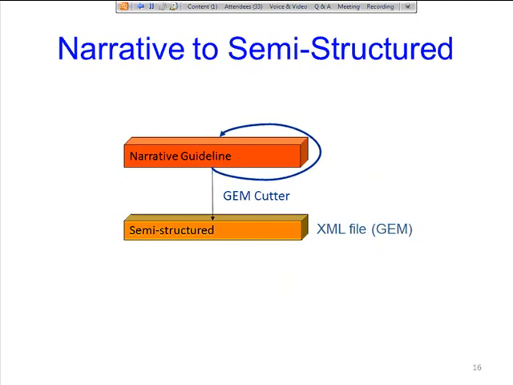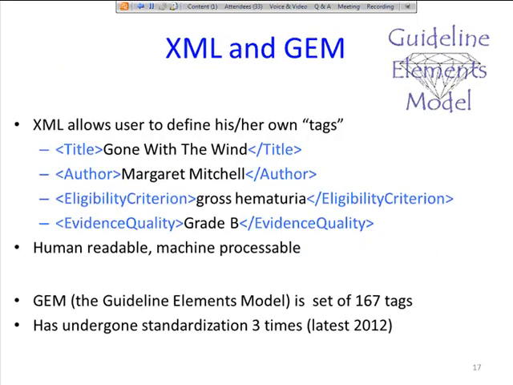The next step that we are suggesting is to move this narrative guideline knowledge into an intermediate knowledge representation that we call GEM. GEM is an XML, Extensible Markup Language, construct, and the way we get there is through a tool called Gem Cutter that the folks here in the room will all be practicing with in a little while.